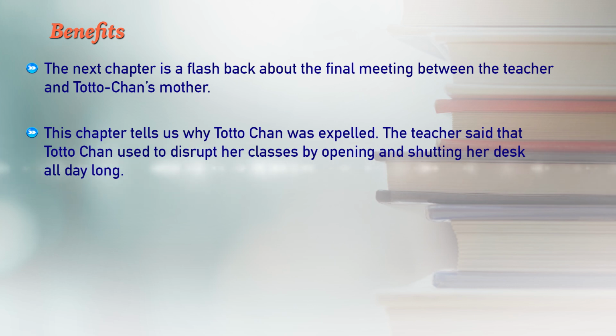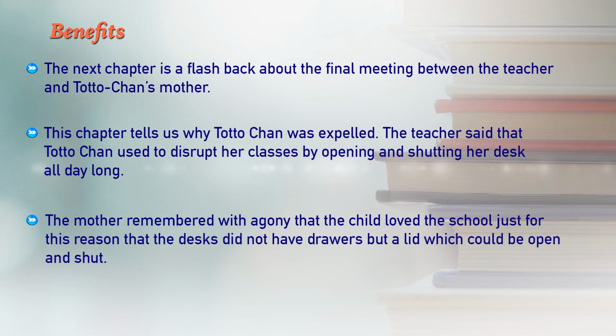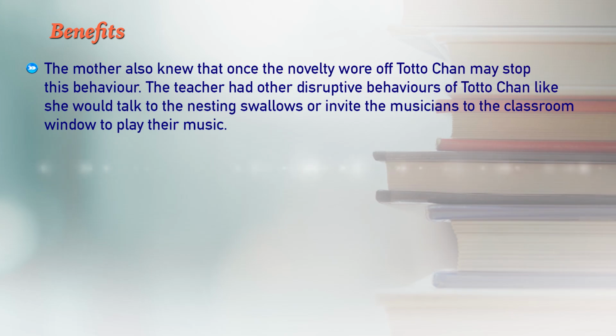The next chapter, The Little Girl at the Window, is a flashback about the final meeting between the teacher and Toto-chan's mother. This chapter tells us why Toto-chan was expelled. The teacher said that the little girl used to, quote-unquote, disrupt her classes. How? By opening and shutting her desk all day long. The mother remembered with agony that the child loved the school just for this reason, that the desks did not have drawers but a lid which could be opened and shut. The mother also knew that once the novelty wore off, Toto-chan may stop this behavior.